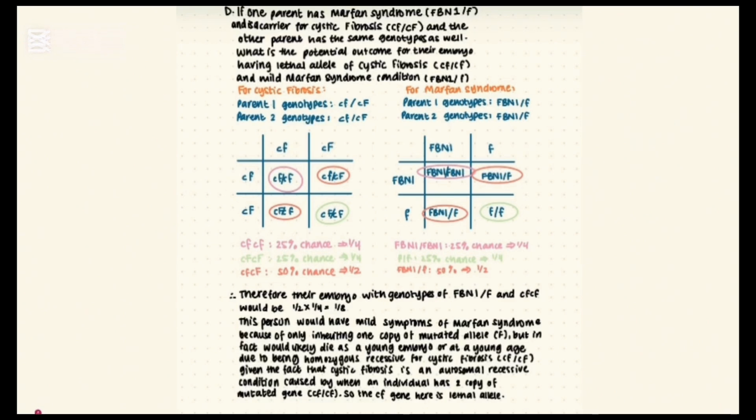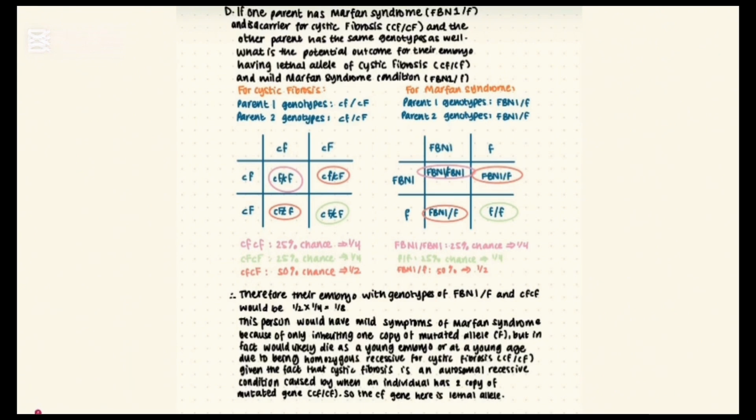When we consider the cross between small c big F and small c big F, the chance of having small c small f will be a quarter. When we consider the cross between FBN1 small f and FBN1 small f, the chance of having FBN1 small f would be half. Therefore, the embryo with the genotype of FBN1 small f, small c small f will be half times a quarter, which is 1/8.